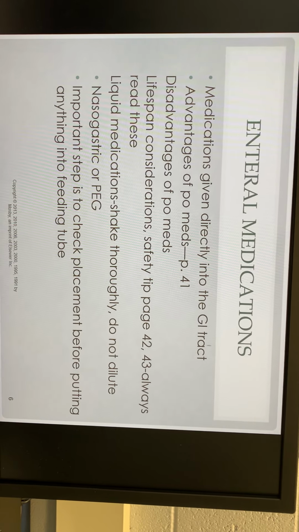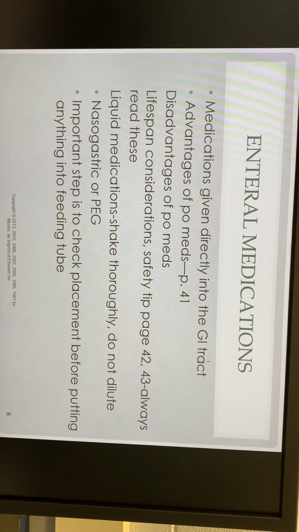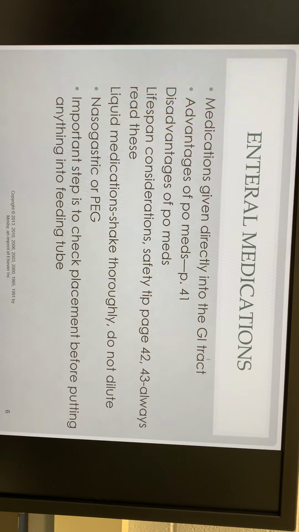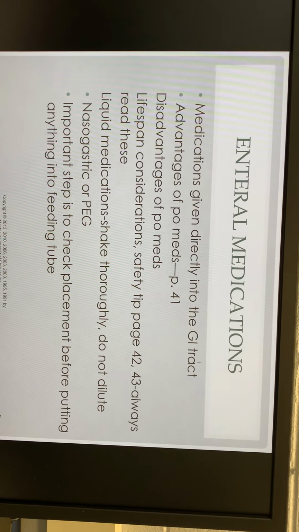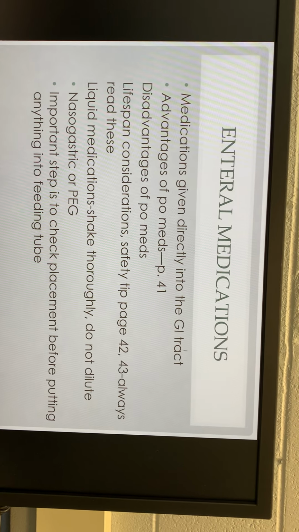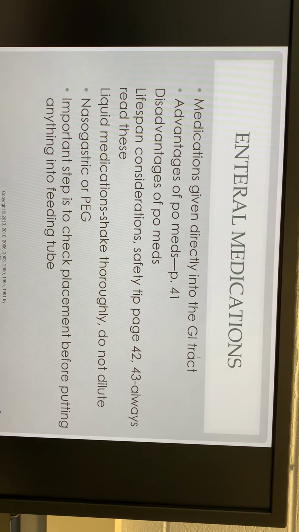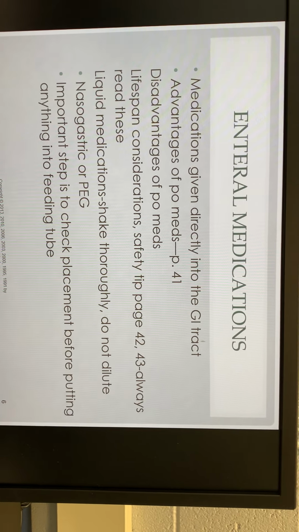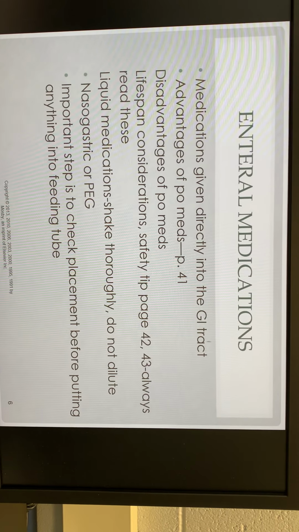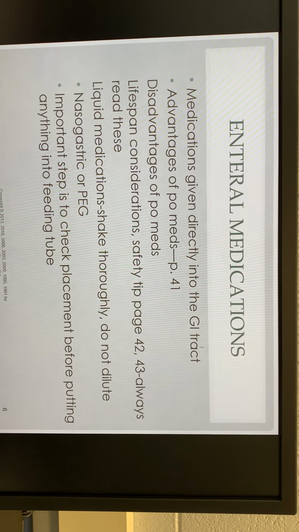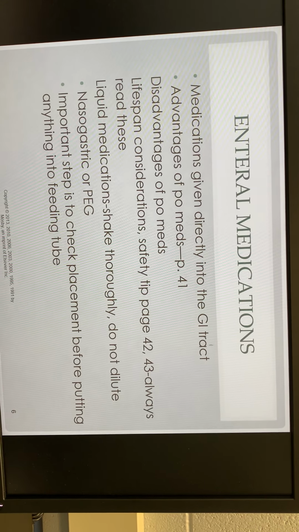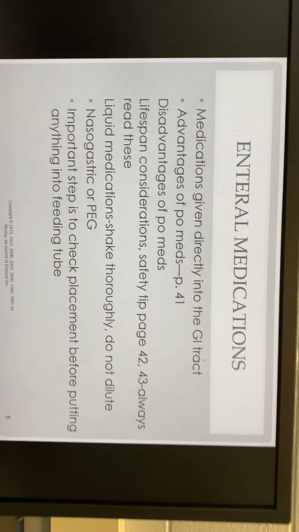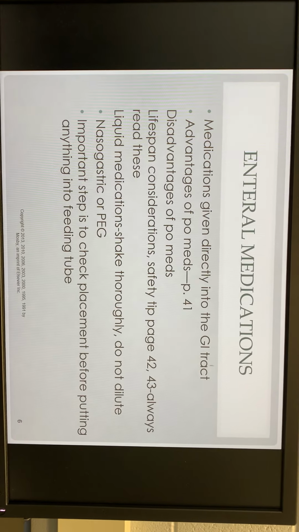There are some lifespan considerations when it comes to every medication, and if you look on page 42, you'll see an example of a box that talks about lifespan considerations. They're always going to be in green, and they will either give you information about pediatric considerations or geriatric considerations. Safety tips are shown in a couple of different ways. Many times they're purple if it's just a brief tip for safety, and sometimes they'll be in red. Always read those, always take note of the information.